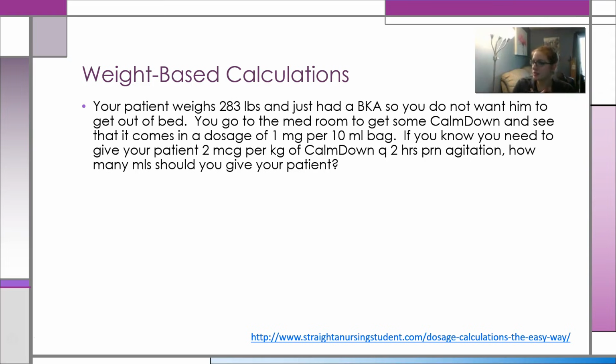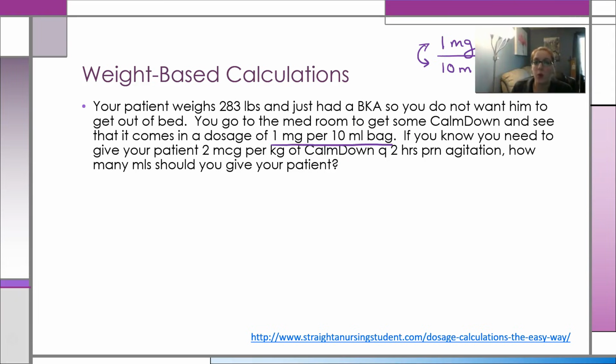Now, we're used to simply going to the first sentence and saying, oh, that's my order, that's what I write first. However, here, the first sentence is weight, so we ignore that. But the next sentence is the supply. When you go to the med room, you see that the supply comes in a dosage of 1 milligram per 10 milliliters. That is your conversion unit. It might be switched, we'll see. But that's going to be your supply.